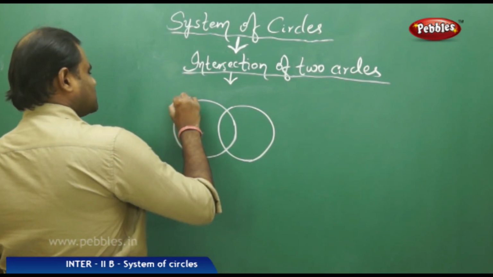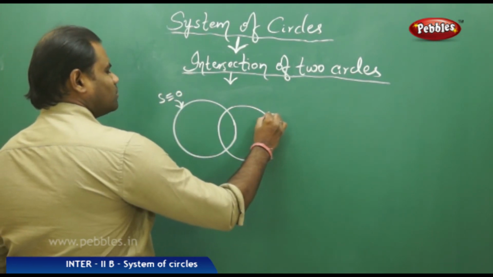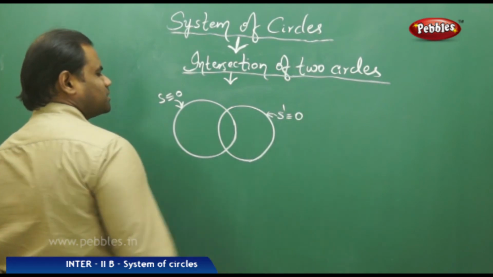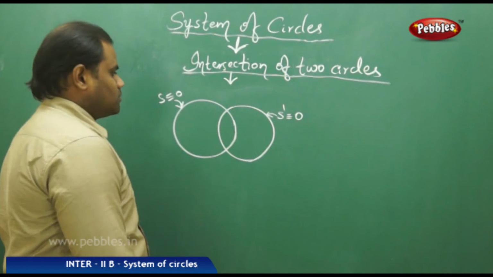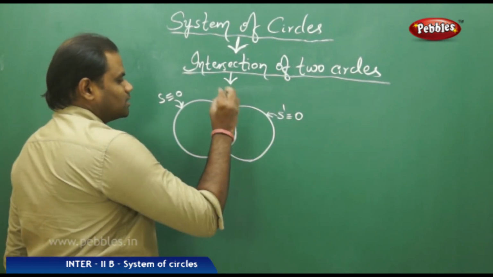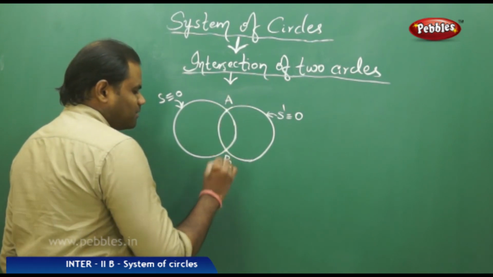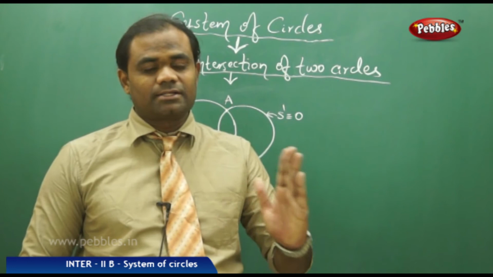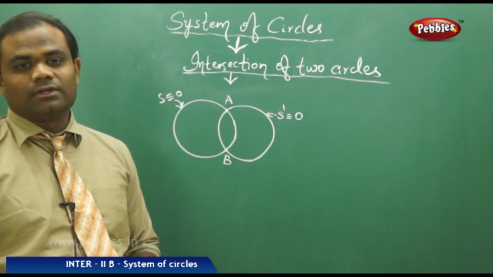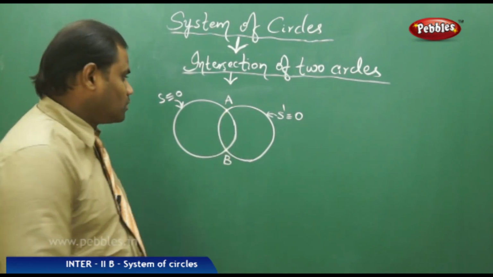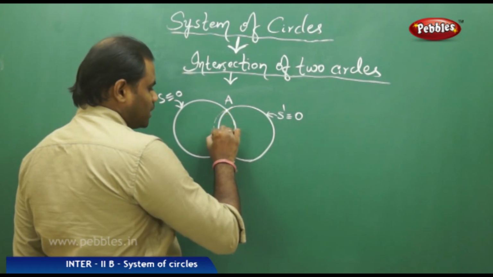So let me say the equation of this circle is S equal to 0, and the equation of this circle is S dash equal to 0. Now, suppose the points of intersection of the two circles are A and B. As in the previous case, the intersection of a line and a circle gave A and B. In this case, two circles intersect to give the points A and B. So I can draw infinitely many circles through A and B.